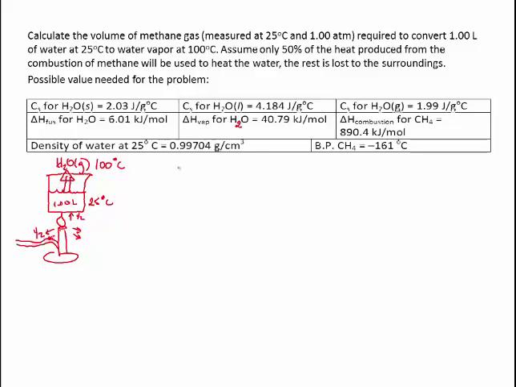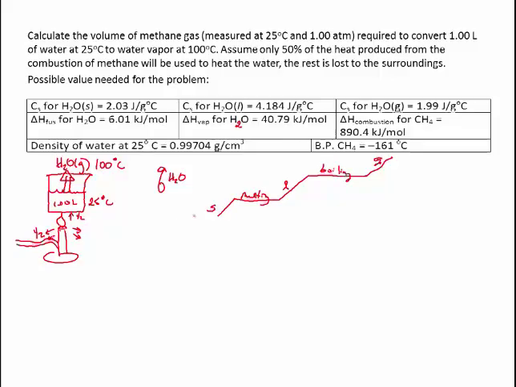I know that to get the heat that has to go into the water, there's a couple legs of my journey that I'm going to travel. Let me draw a heating curve. Okay, there's a heating curve. Let's see where we're starting. This is a solid, this is the liquid, this is the gas. This is melting, this is boiling.